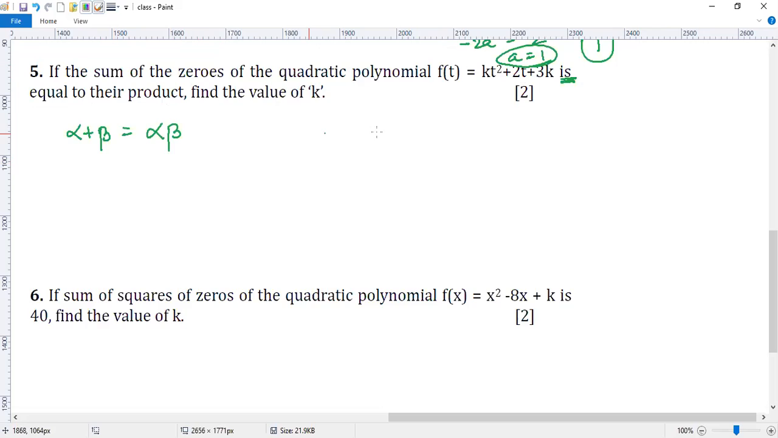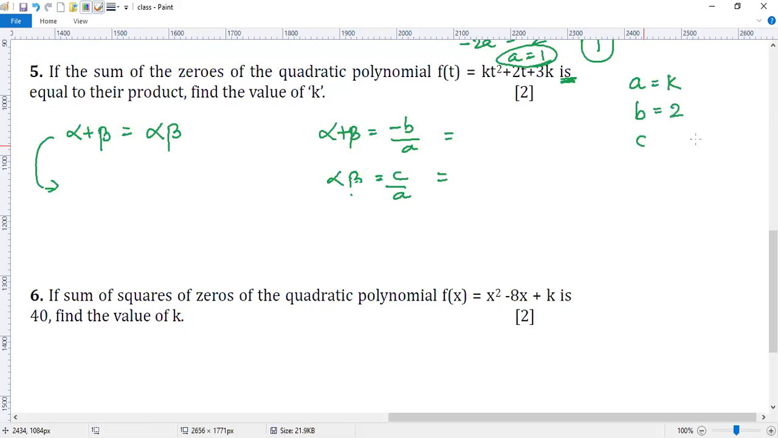How can you do it? Previous method only. What is it? Alpha plus beta is equal to what? Minus b by a. And alpha beta is equal to what? C by a. So you have to find what it is and substitute over here. That's all. So what is minus b by a? Here everything is in terms of t. Okay? So the coefficient of t squared is a. What is a? k. What is b? The coefficient of t. What is it? 2. And c is the constant which is 3k. So minus b by a is minus 2 by k. Here c by a is 3k by k, which is equal to 3.